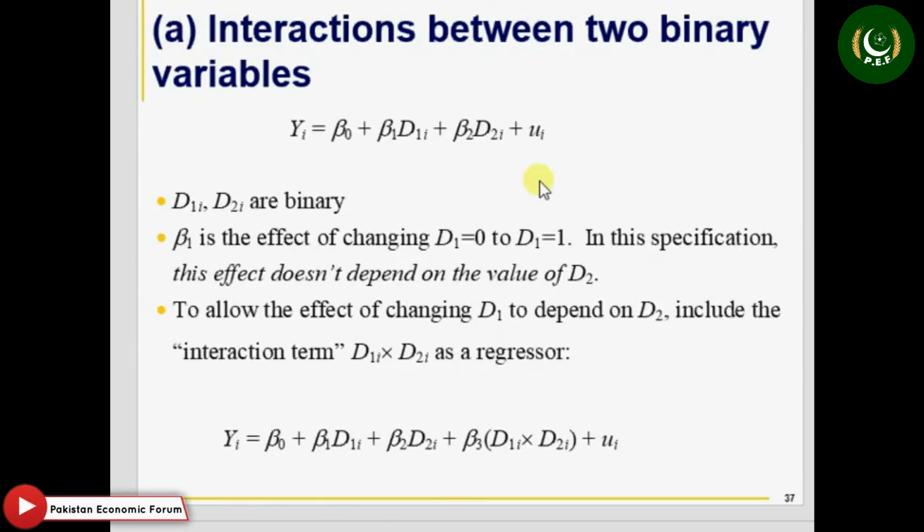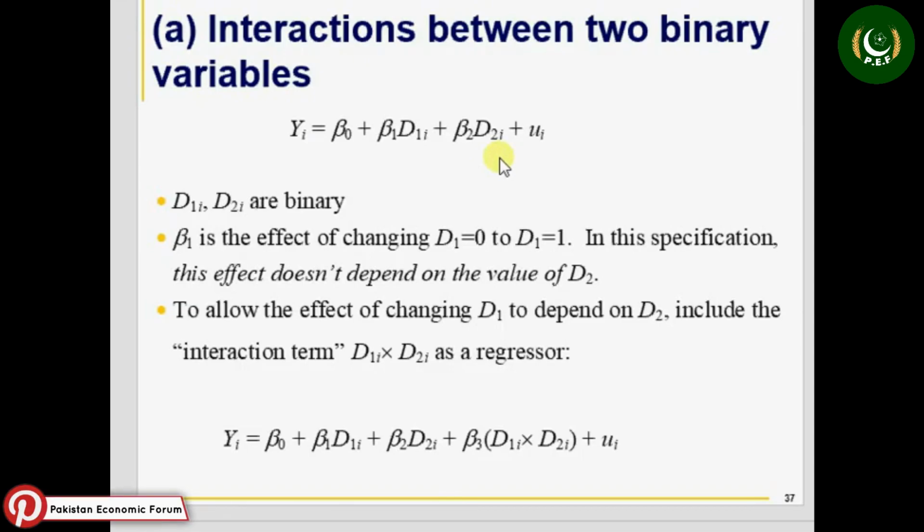Why do we need interaction? In one of the videos I explained that beta 1 is the effect of d1 on y holding the effect of d2 constant. Holding the effect of d2 constant means eliminating, parceling out, netting out, purging out the effect of d2 from d1 as well as from yi.